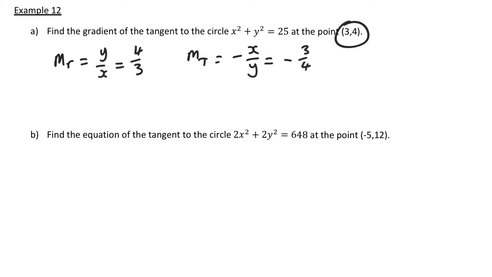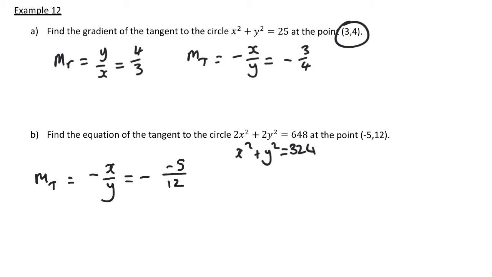For the second example, the first thing we might want to do is divide the equation by 2, because for our circles they need to be in the form x squared plus y squared. If we do that, we get x squared plus y squared equals 324. So the gradient of a tangent is minus x over y, which is the minus of minus 5 over 12, which is 5 over 12.